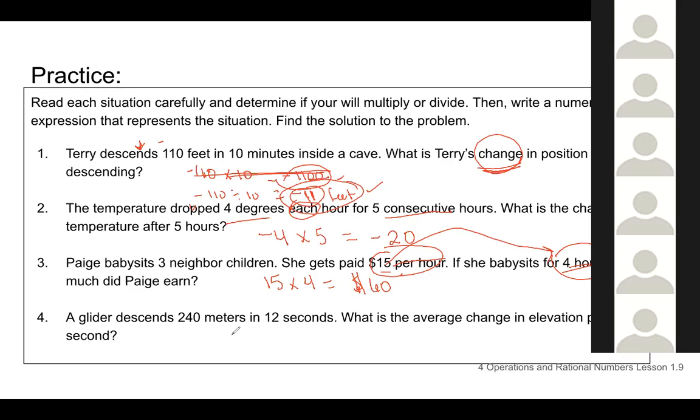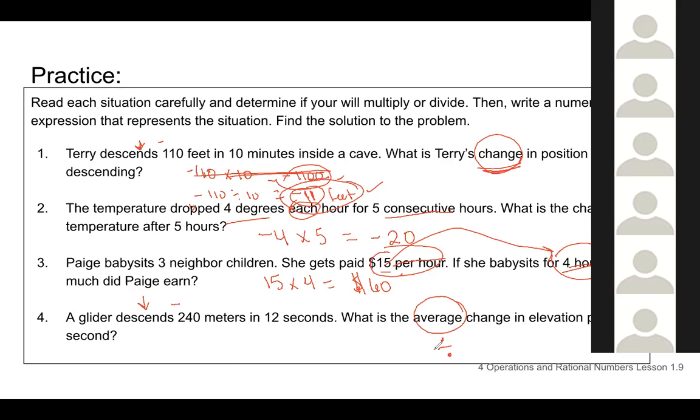Exactly. Okay, the last one on this page says that a glider descends 240 meters in 12 seconds. What is the average change in elevation per second? So assuming that's going to have to be divided. Why is that going to be division? Because it just said glider descends? Well, descend just tells us that it's negative. The average. There we go.